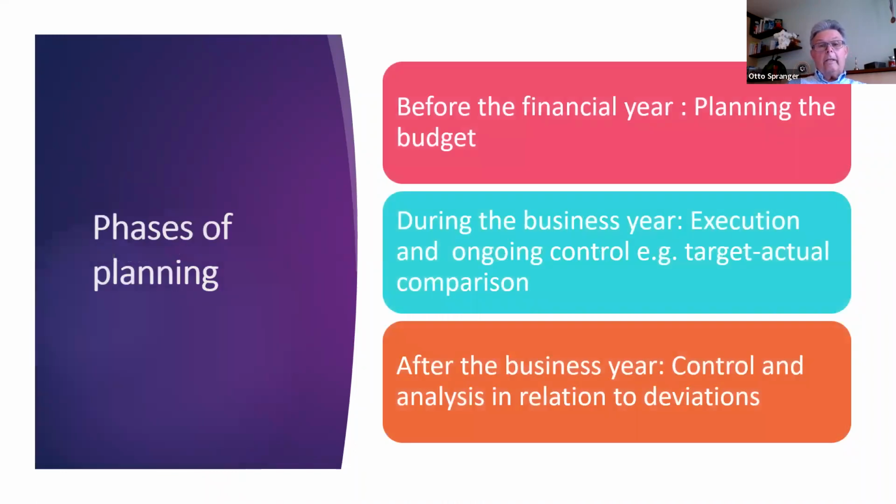There are three phases of planning. Before the financial year, make your plans for the upcoming year and plan the budget. During the year, make every month or at least every 3 months a target versus actual comparison, so that you know where you are. And after the year comes the analysis and the control to improve your planning.